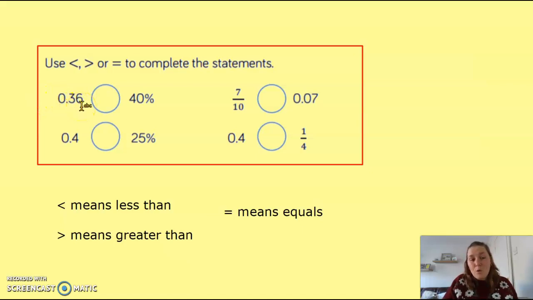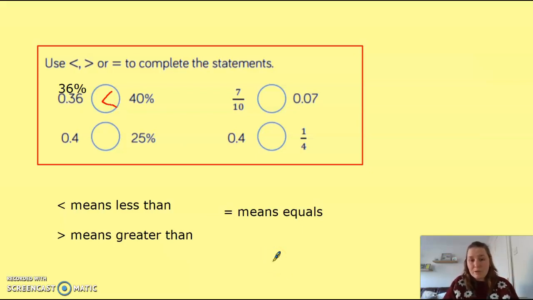So 0.36, or 36 hundredths. Remember, we end in the hundredths column, so we can read the number as 36 hundredths. 36 hundredths means 36 out of 100, which means 36%. Is 36% less than or greater than 40? It's less than, so I'm going to use my less than symbol. Pause me here to go and have a go.